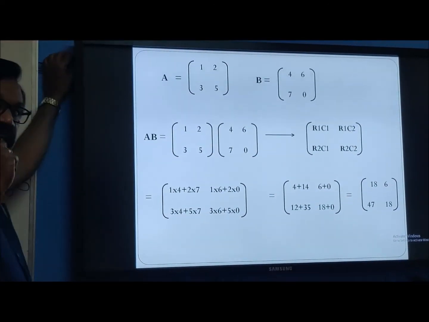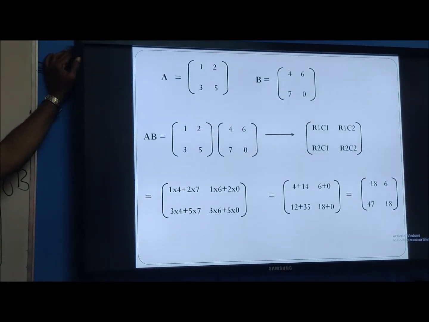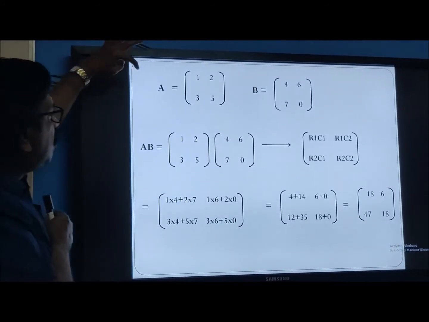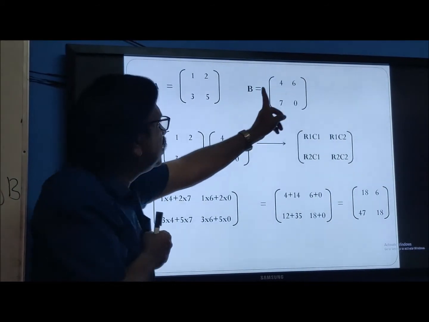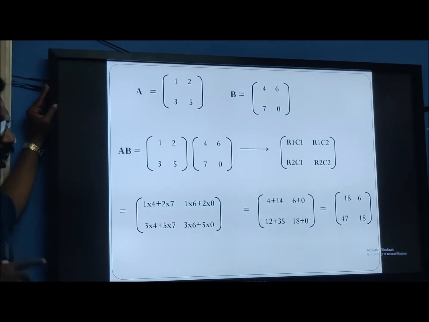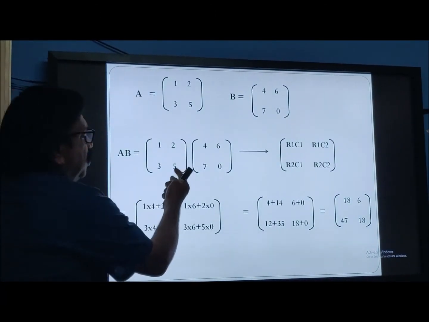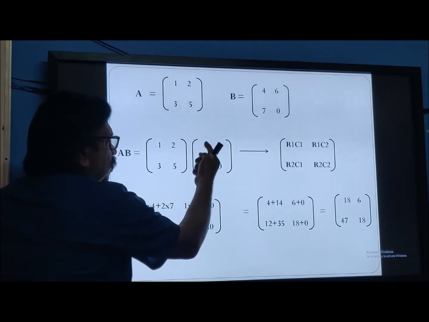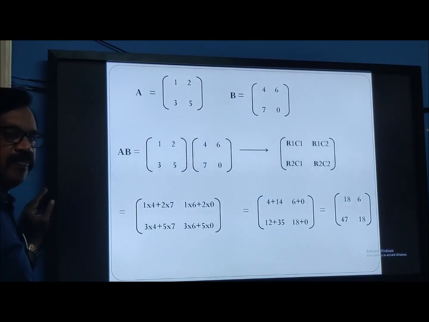First we see the condition. Is the condition okay here? What is the condition? The number of columns of the first one is equal to the number of rows of the second, both are 2. Therefore we can multiply. Now how will we multiply? A into B, first row, first column.